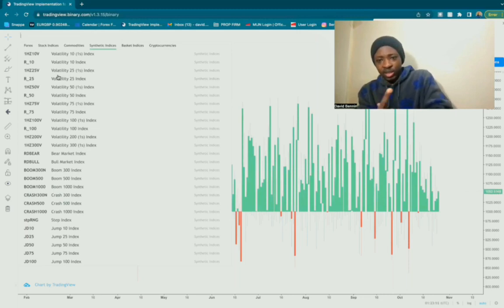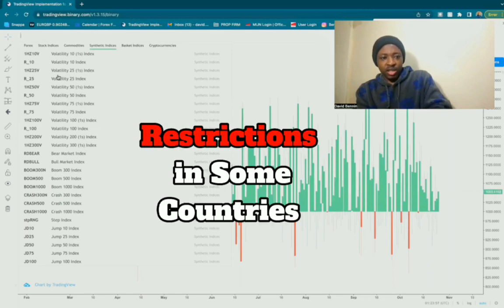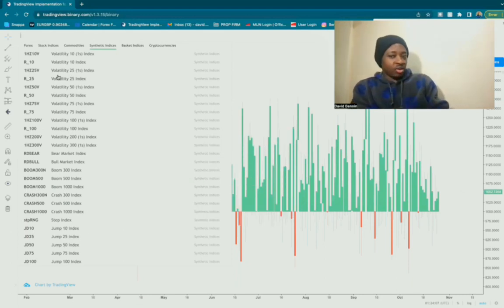Another reason is because this is just one broker. There are some countries that restrict it and do not allow Deriv to operate. It means you have no alternative. If you can't have a Deriv account in your country, it means you cannot trade synthetics, which is a very big limitation, right? Those are the major disadvantages that I can think of.